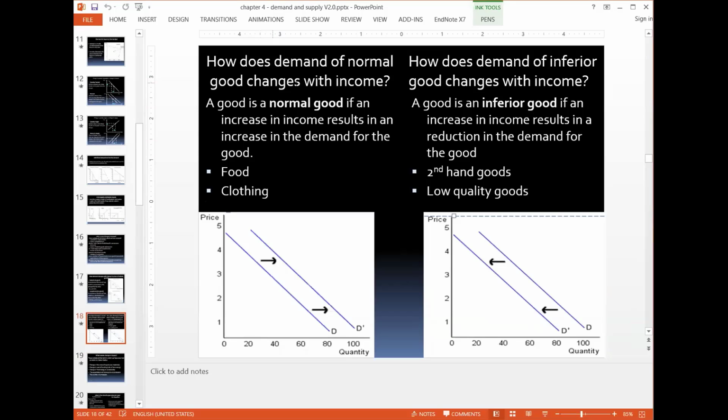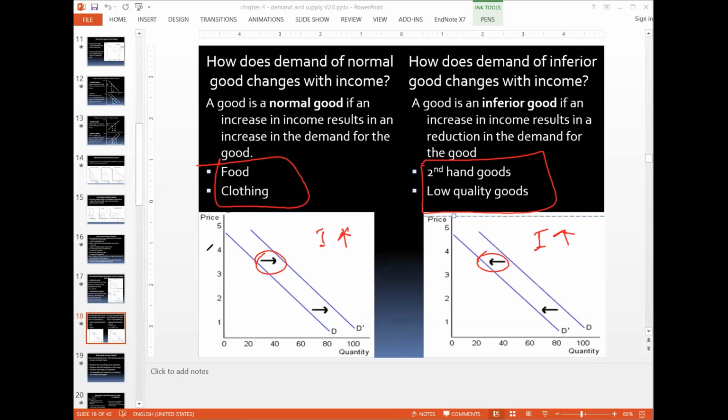Next, we talk about what will happen if the product is normal or inferior. A good is normal if an increase in income results in an increase in demand, like food, clothing. And a good is inferior if an increase in income reduces its demand, like secondhand goods, low quality goods. So here we can see that increase in income is increasing the demand. Here increase in income is decreasing the demand. Why? Because these goods are low quality or non-branded. These goods are high quality or branded or needed or highly needed. So if the question comes about the effect of an increase in income, you have to first clarify if the good is normal or inferior so that you can draw the appropriate graph.